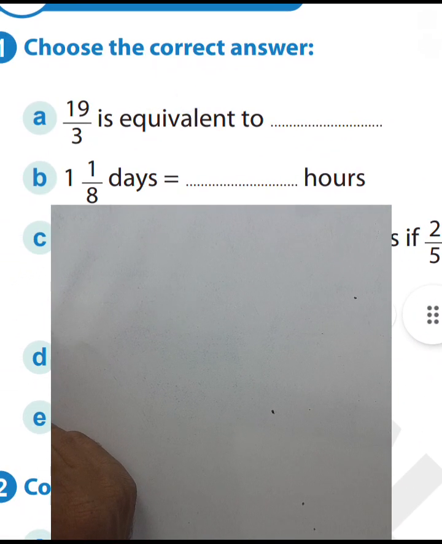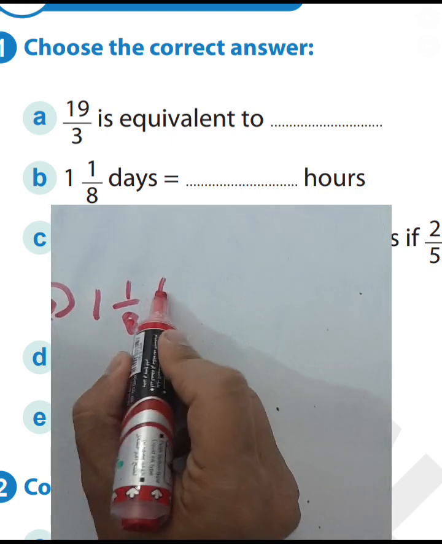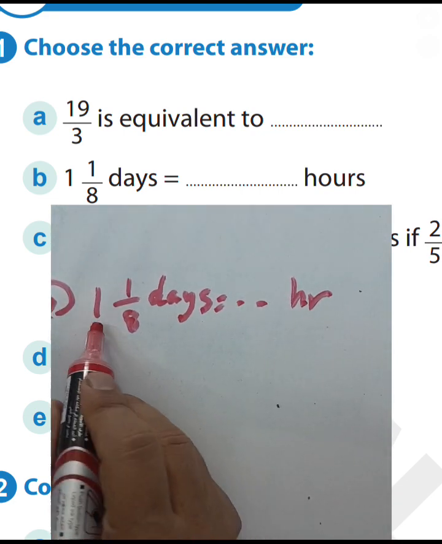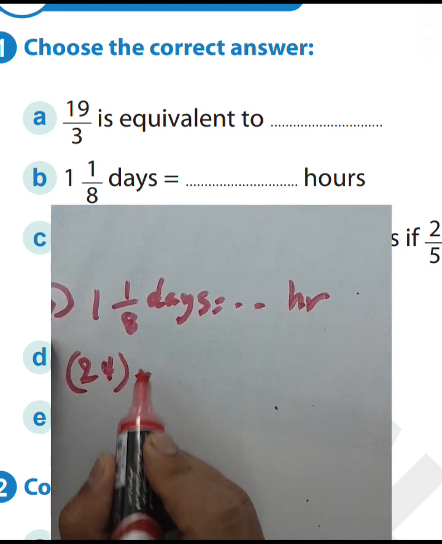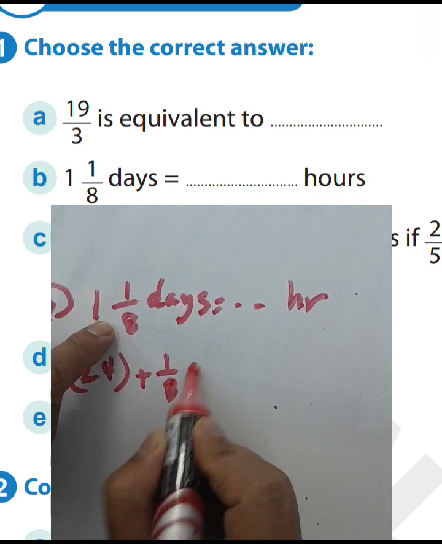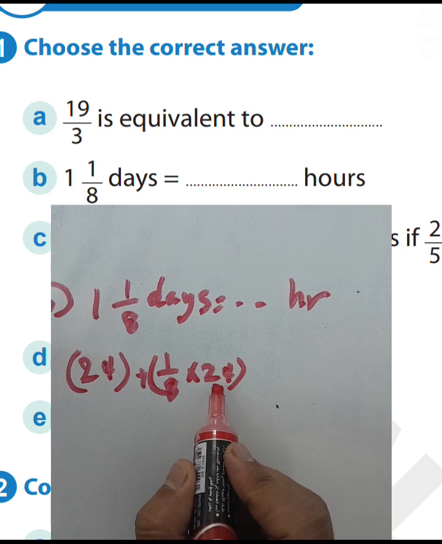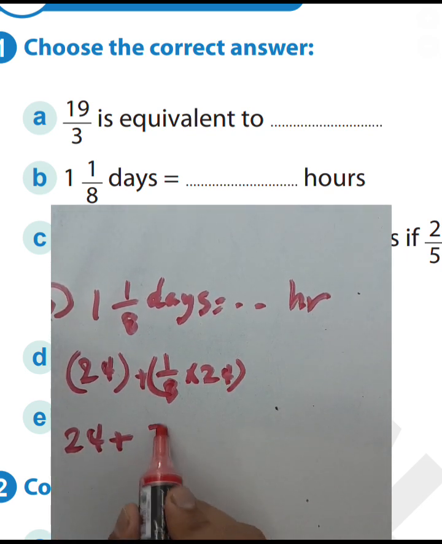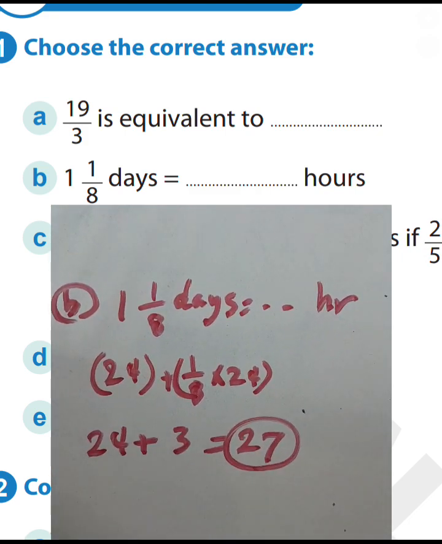Question letter B. 1 and 1 over 8 days equals blank hours. We know 1 day equals 24 hours. Each day is multiplied by 24, because 1 day equals 24 hours. Right, 24 divided by 8 equals 3. 24 plus 3 equals 27. Then the result will be 27.